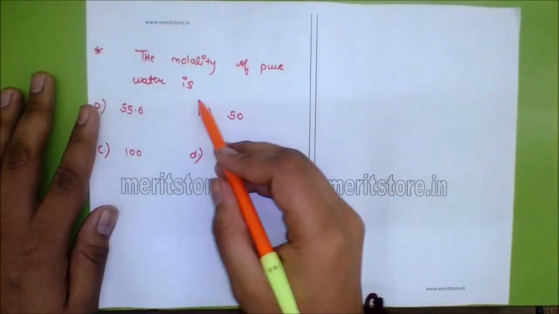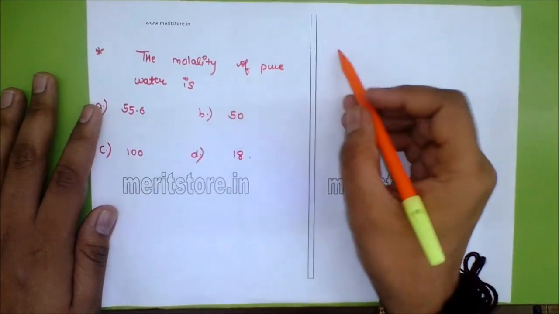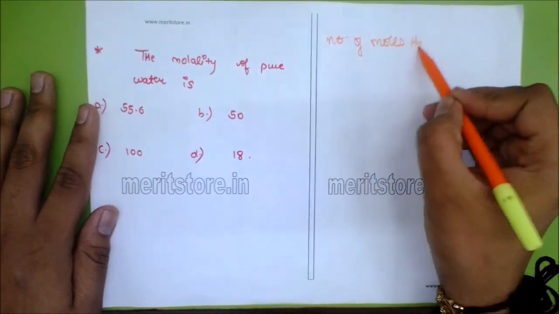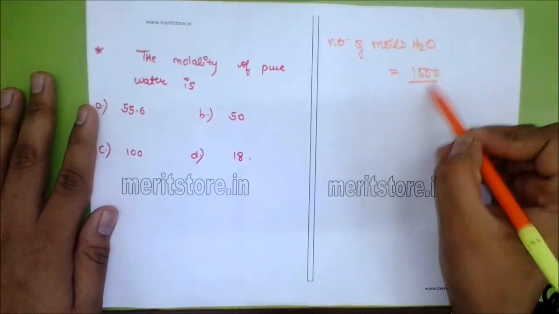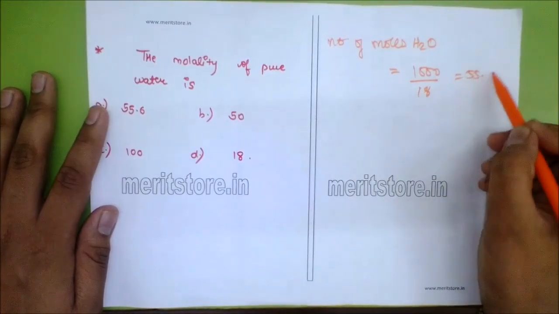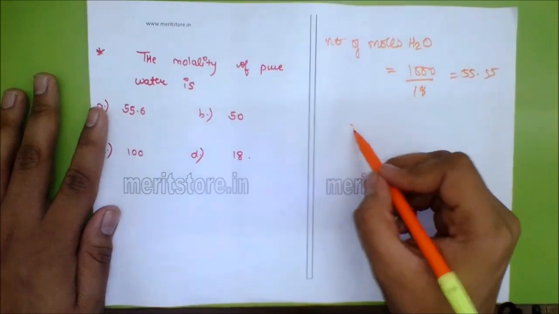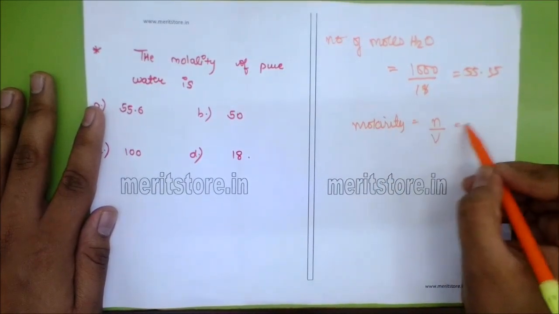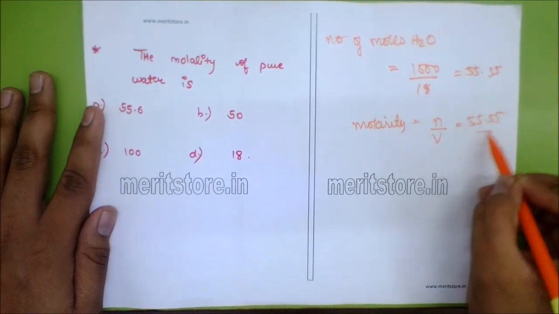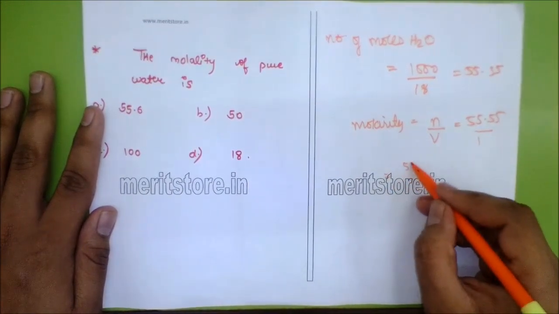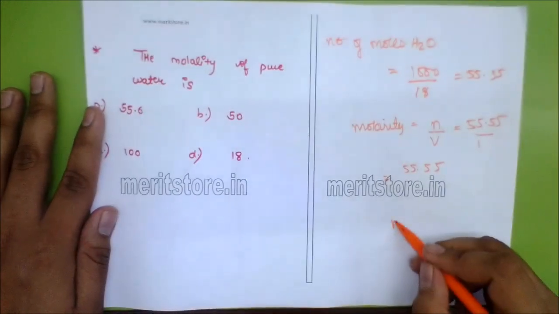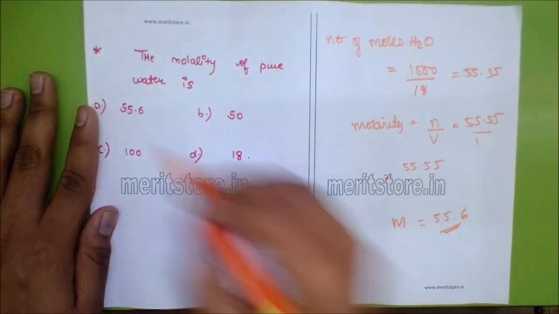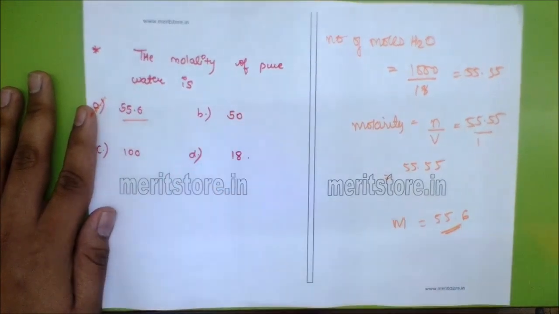The molarity of pure water is. Now we know number of moles of H2O is equal to 1000 upon 18, which is equal to 55.55. So molarity is equal to n upon V, which is equal to 55.55 upon 1, which is equal to 55.55. So molarity M is equal to 55.6. So option A, 55.6, is the correct answer.